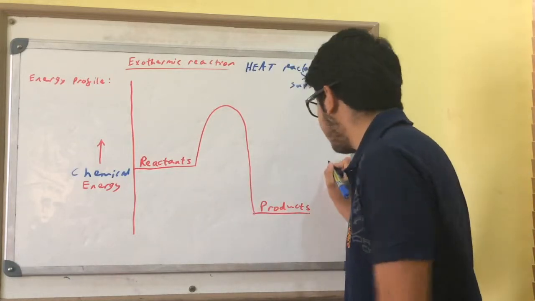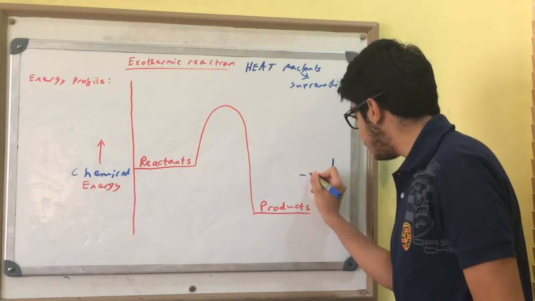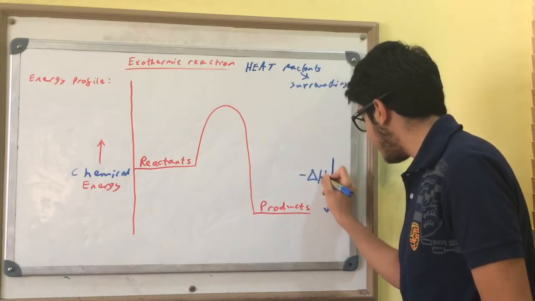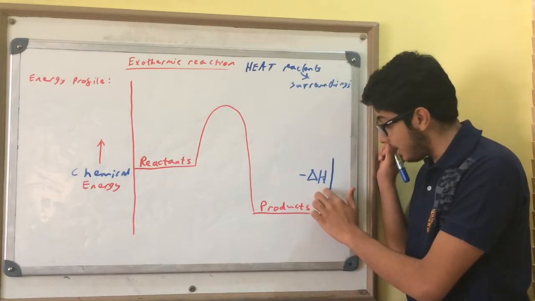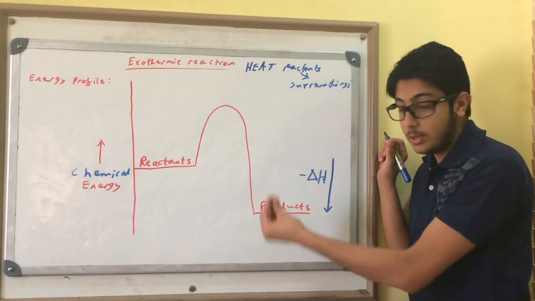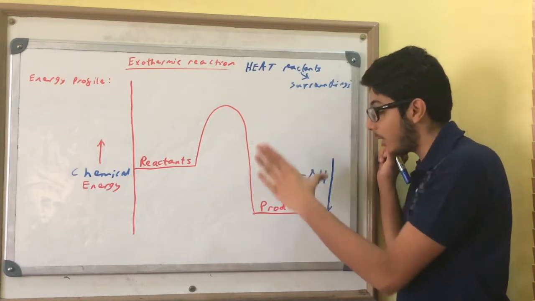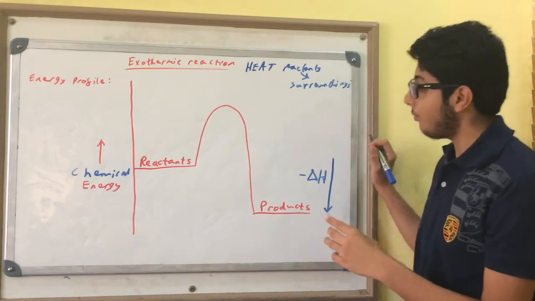And here, from the reactants to the products, is the change in heat energy, minus delta H. The delta means change, the H means heat energy. Minus because you've lost heat energy. You've lost it to the surroundings. That's why your heat energy and your chemical energy is lower.